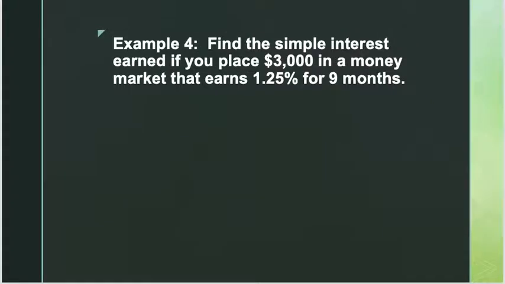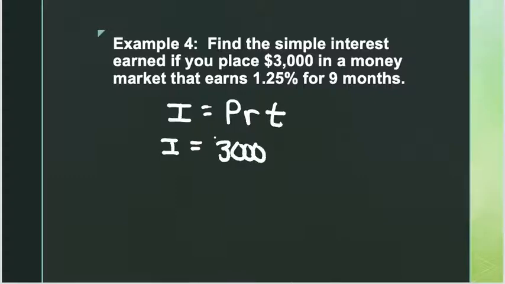In our next example, this one wants us to find the simple interest earned if you place $3,000 in a money market that earns 1.25% for 9 months. So we're looking for our simple interest again, so we're going to start with I is equal to PRT. My interest is our unknown. My principal is $3,000. That's what we start with. My rate is 1.25%.